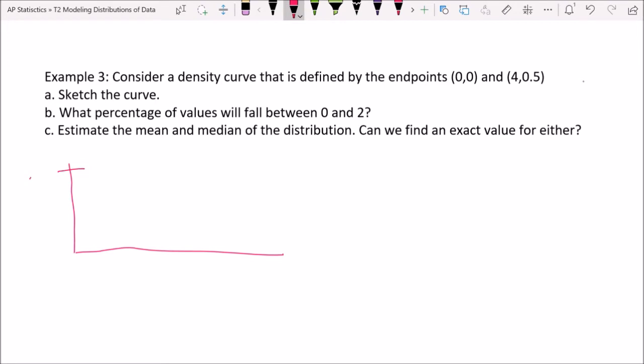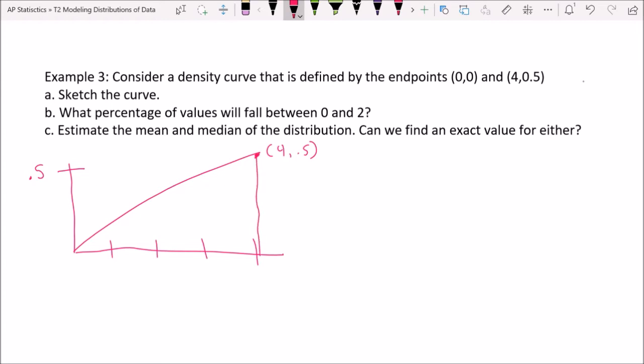So I'm just going to call that 0.5 on the y-axis, and we'll go 1, 2, 3, 4 on the x-axis. So that's the (4, 0.5) right there. And we have (0, 0) down here. Let's play a little game of connect the dots. And there is our curve.